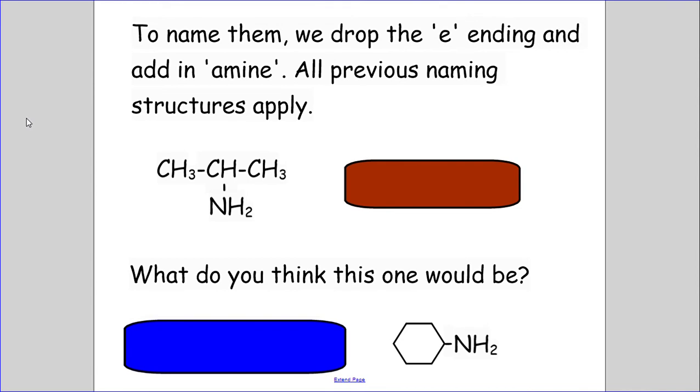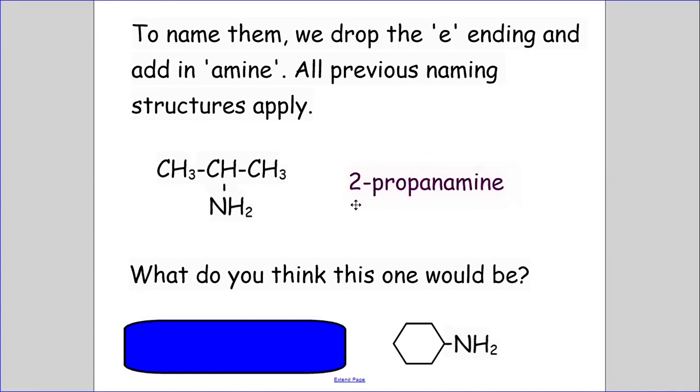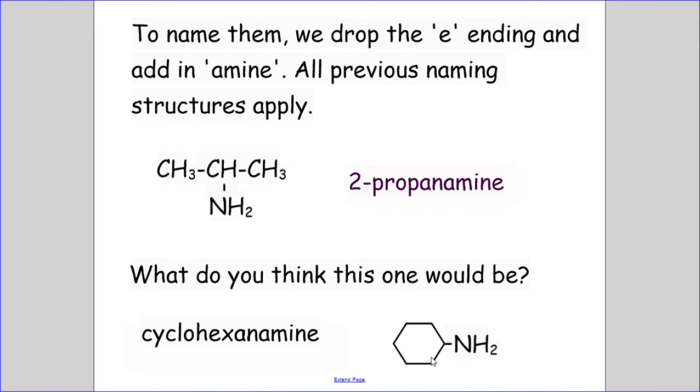So to name them, we drop the E off the end like every other one, and this time we just add in amine. All previous naming structures can apply. In this case, we've got our first degree amine with this NH2 coming off of it, and we can see it's happening at the second carbon, so propan-2-amine. Just out of curiosity, I'd like to see what you think this one might be. I've got my NH2, and then my chain would be here. We've got no double bonds here, so it's not a benzene ring. Cyclohexane-amine. Really it's cyclohexane, and again we drop the E in amine.